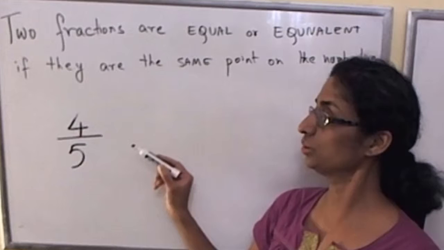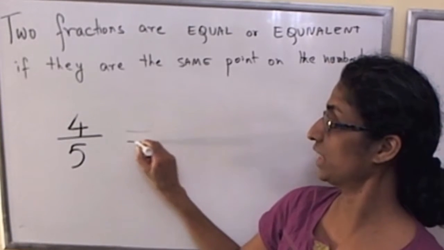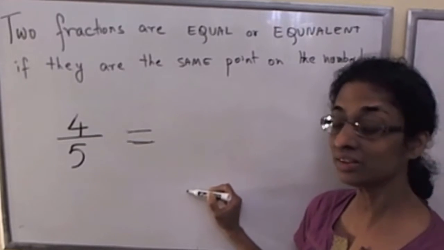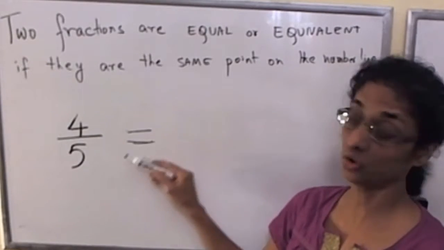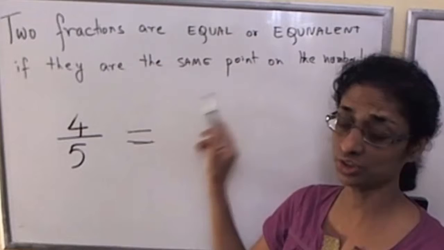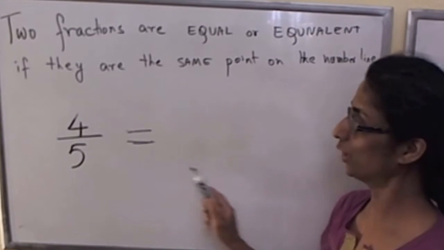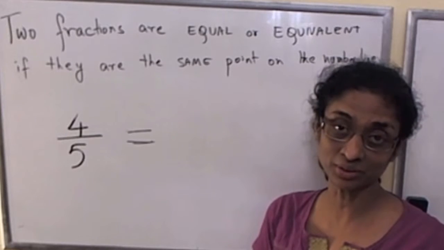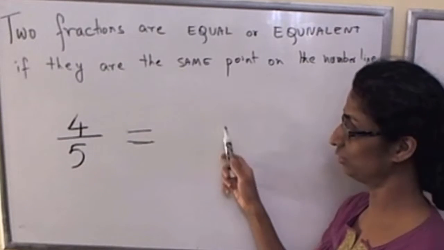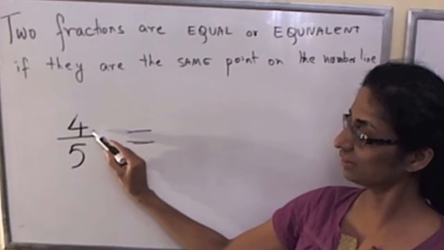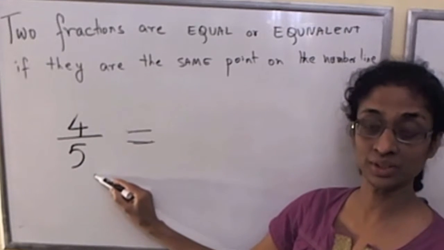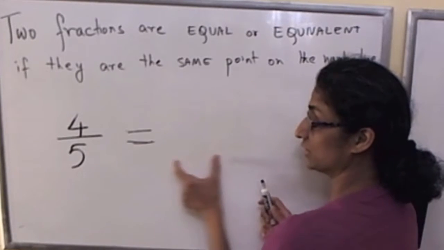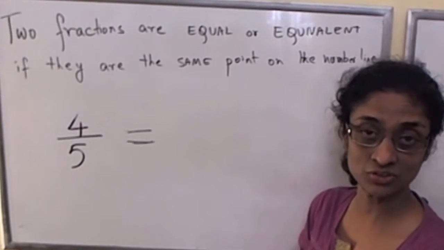I would like to create another fraction. I want to come up with another fraction which is exactly equal to 4/5 or equivalent to 4/5, whichever word you prefer. How do we do that? Do you guys remember what we've been talking about? How do I create another fraction that's exactly equal or equivalent to 4/5? In the sense that whatever you tell me that is, if I were to plot this and this on the number line, they must be the same point.